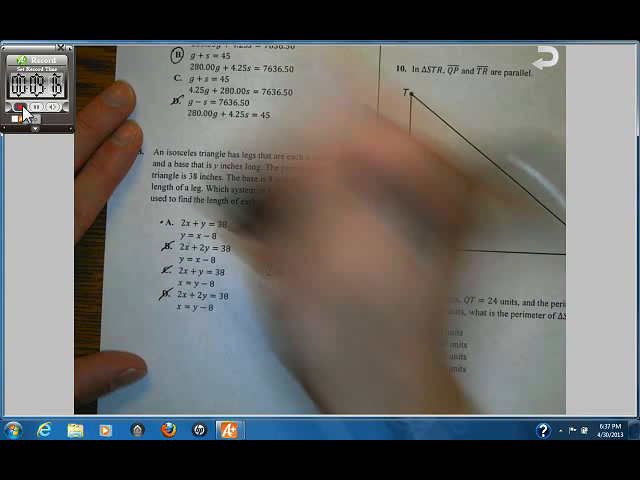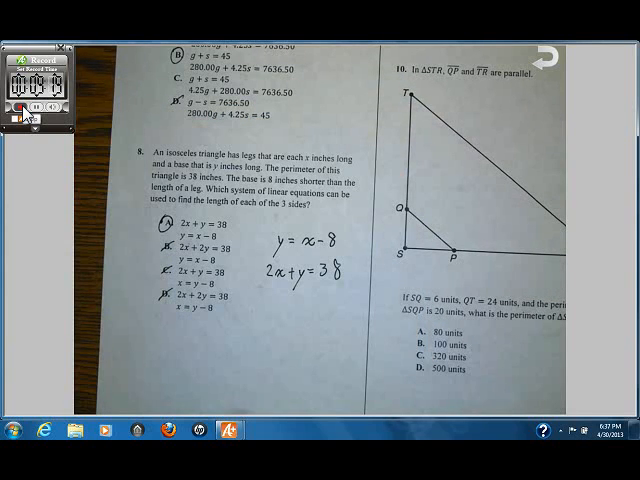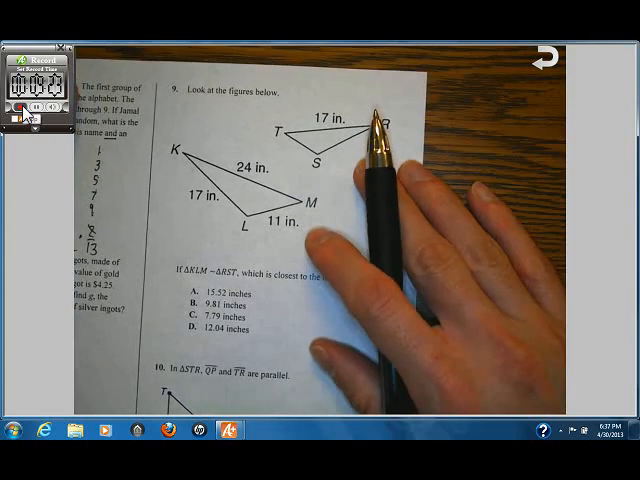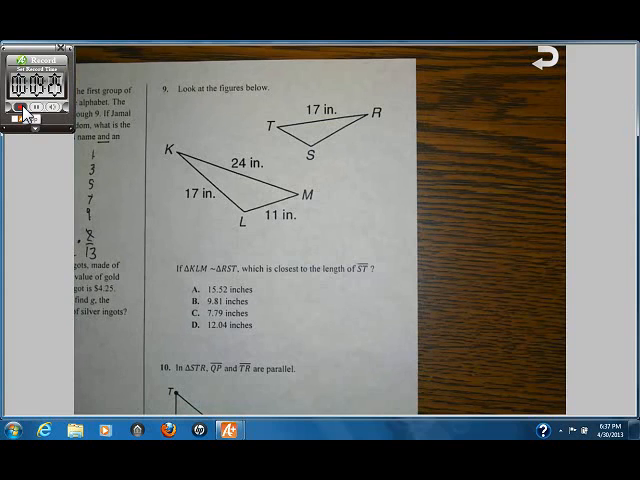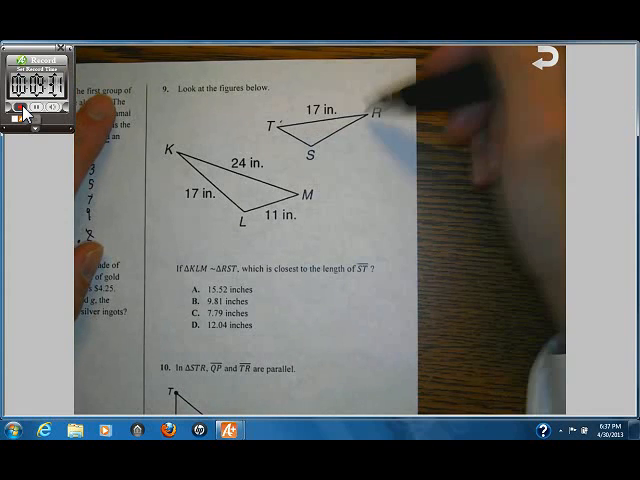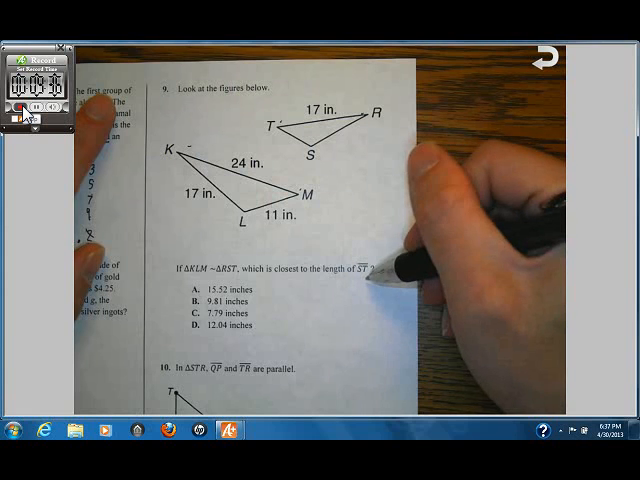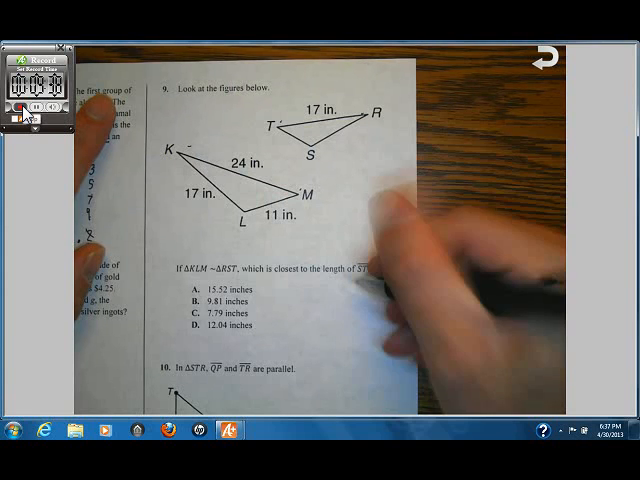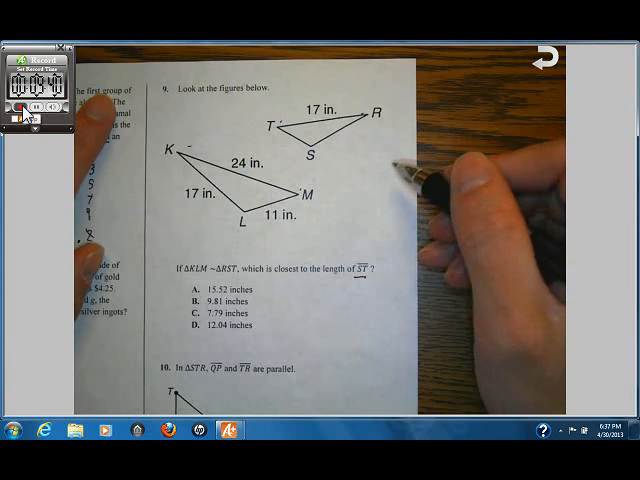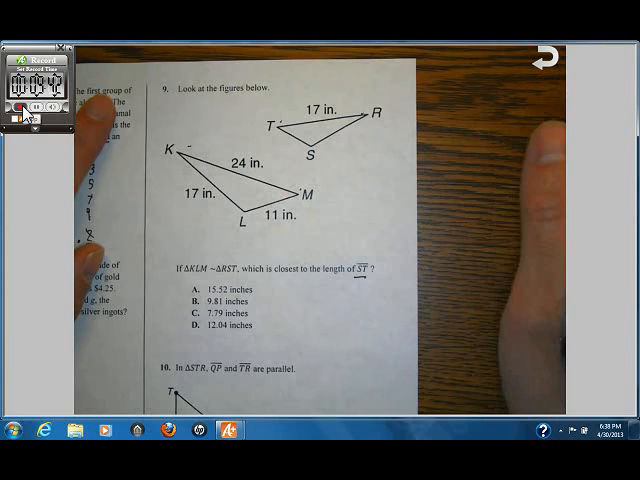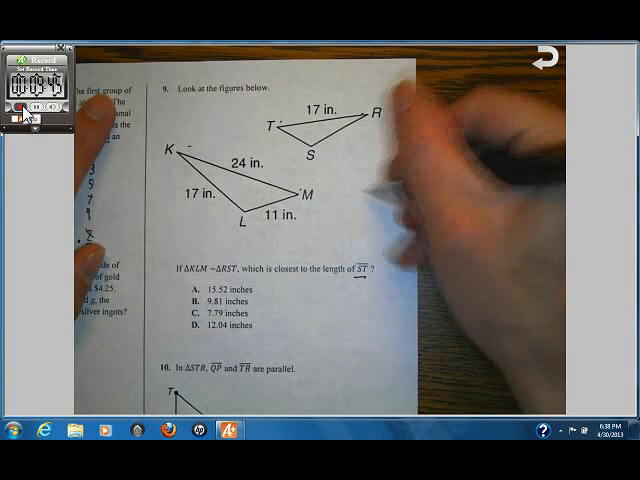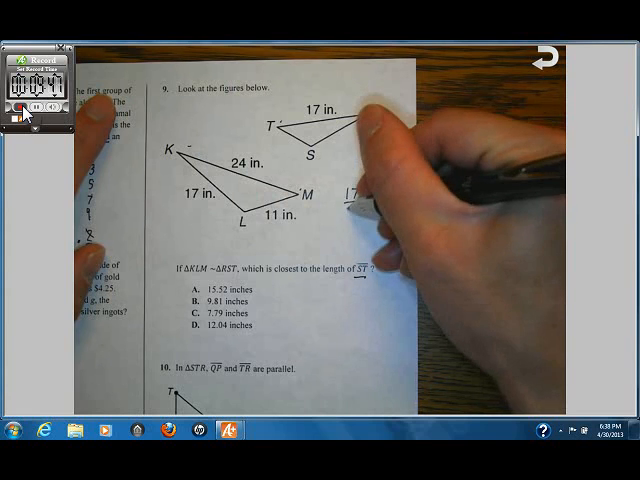Okay, that was fun. Now we go on to 9. Okay, so here we have similar triangles. We just have to see what corresponds to what. Now, you will notice T and R corresponds to K and M. So, it's asking you for the length of ST. So, we are going from a larger triangle to a smaller one. So, 17 over 24 is going to equal ST, which I'm going to indicate by x.